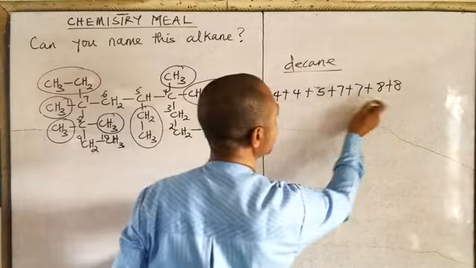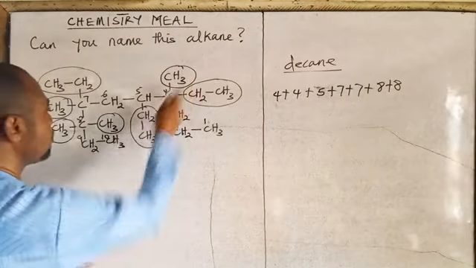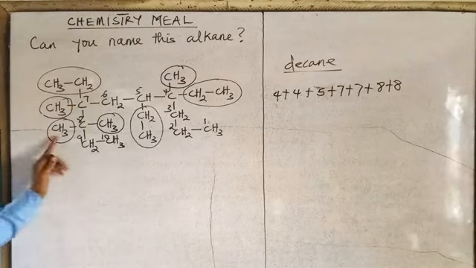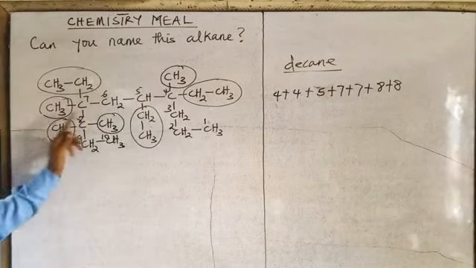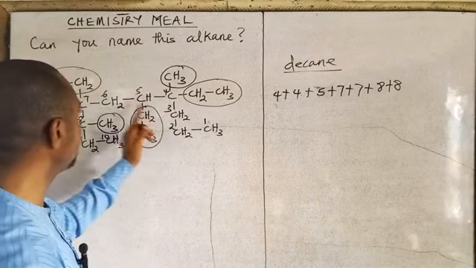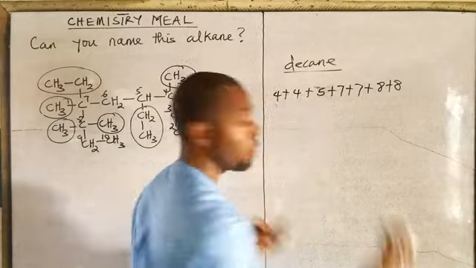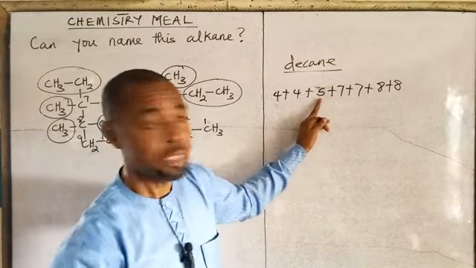1, 2, 3, 4, 5, 6, 7. Okay, let's check: 1, 2, 3, 4, 5, 6, 7. So we didn't miss any of the positions. Position 8, 7 and 7, position 4 and position 5 and position 4. So if you find the sum, 4 plus 4 is what? 8. 8 plus 5 is what? 13.